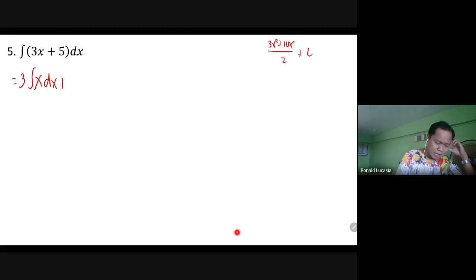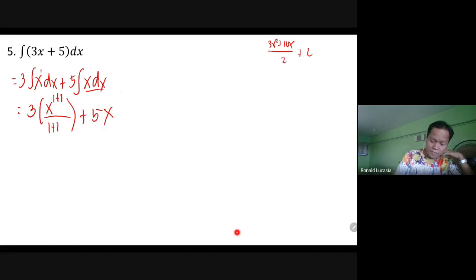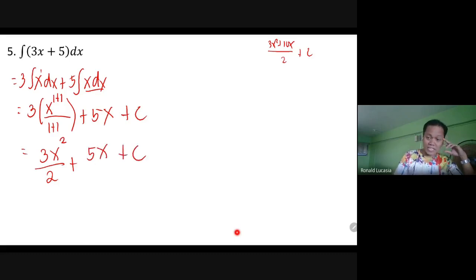Derivative of x plus, we have there 5, derivative there of x, dx. So this will be 3, and then x, the exponent of x is 1 understood, over 1 plus 1, plus 5. The derivative of x here will be just x. Plus c, this will be 3x raised to the second power over 2 plus 5x plus c. So if you simplify your answer, Bon, it is the same.